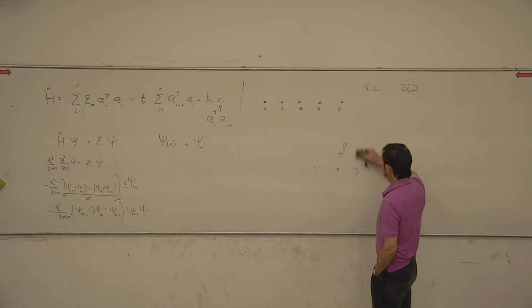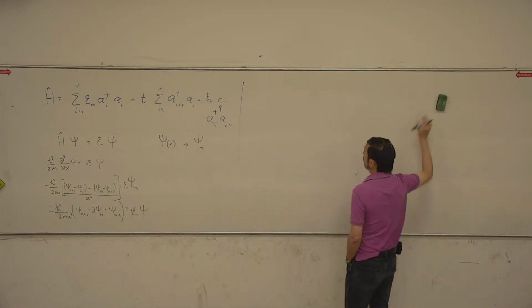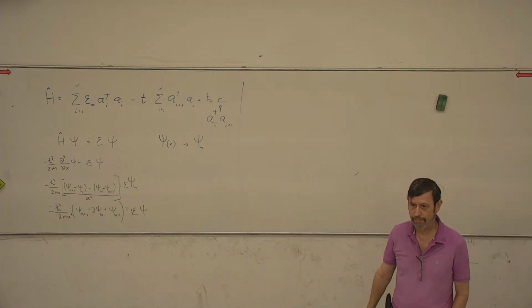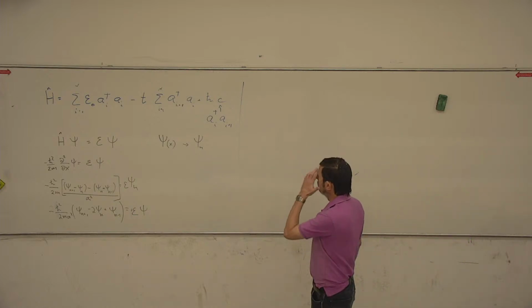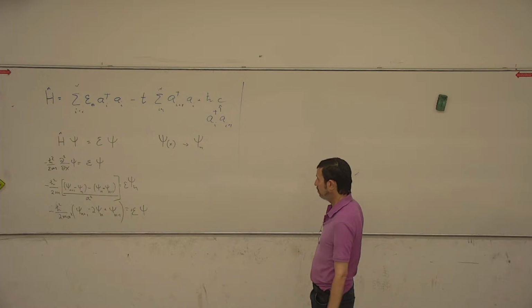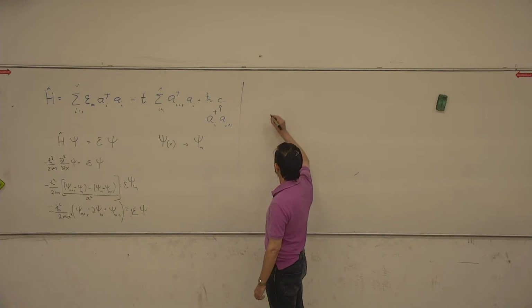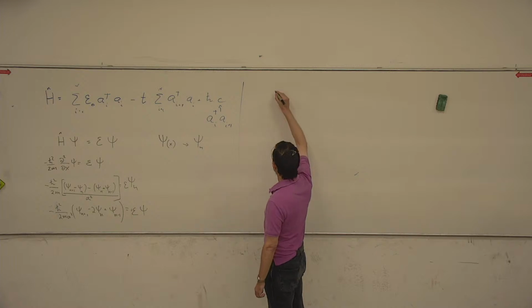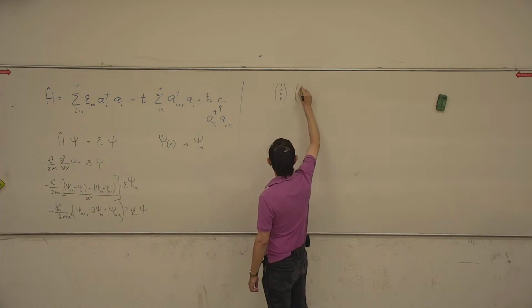So let's see what these two Hamiltonians actually do. Okay, let's assume I'm writing down here some state: 1, 0, 0, 0, and so on. 0, 1, 0, 0, and so on.